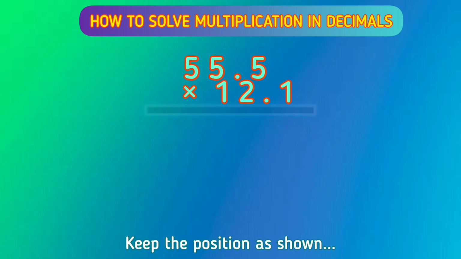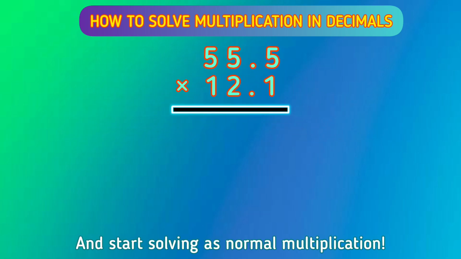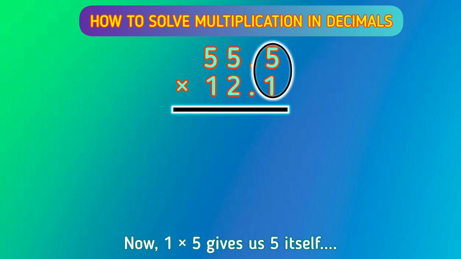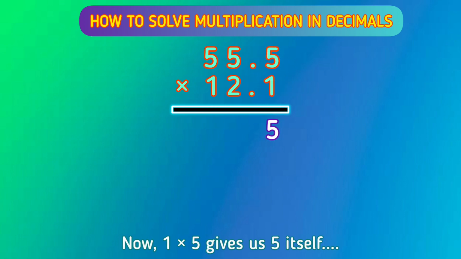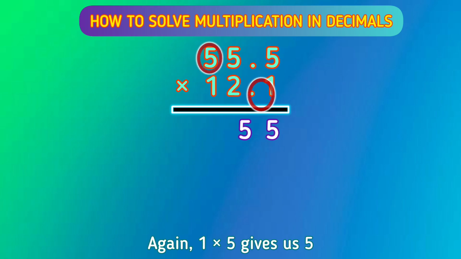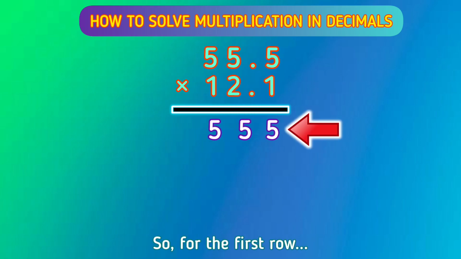Keep the position as shown and start solving as normal multiplication. Starting from the rightmost side of 12.1, which is 1. Now 1 into 5 gives us 5 itself. Next, 1 into 5 gives us 5. Again, 1 into 5 gives us 5. So for the first row, we get the result as 555.